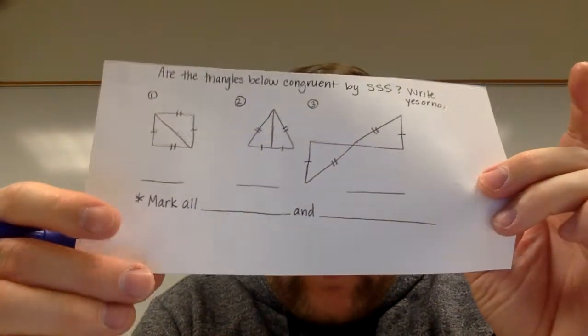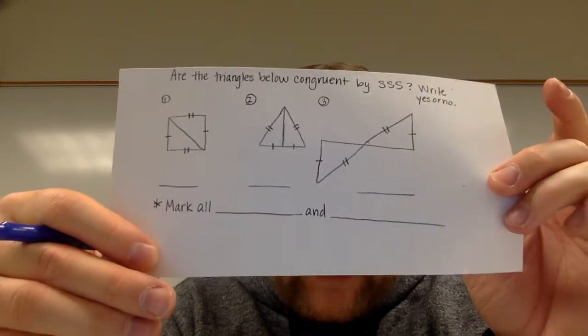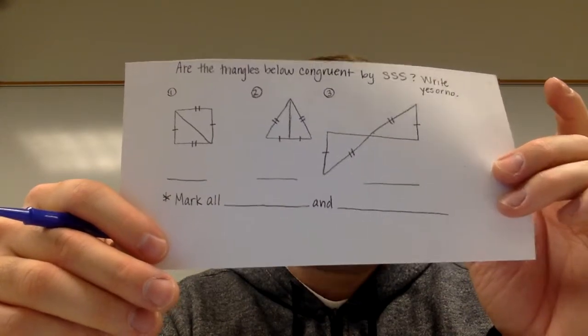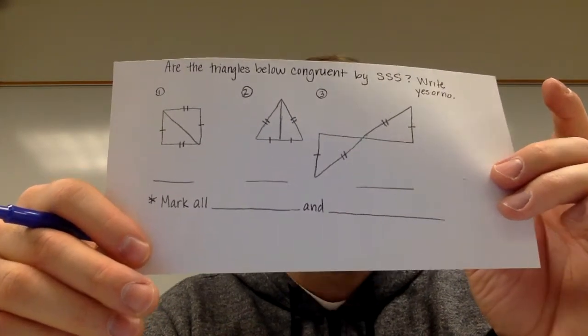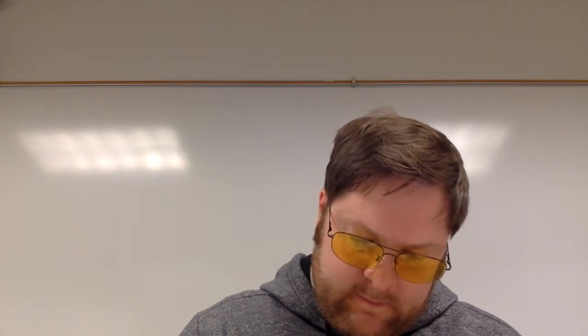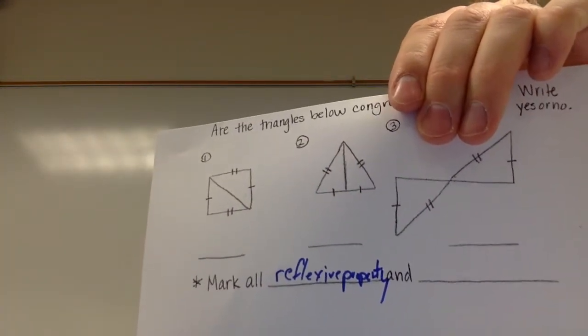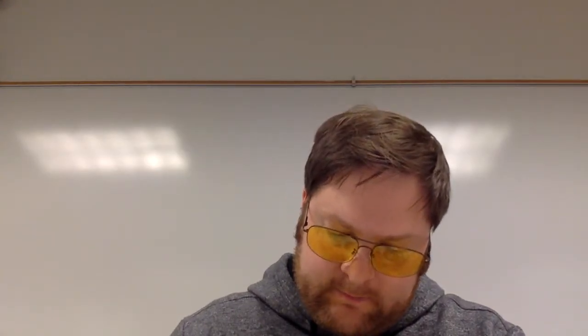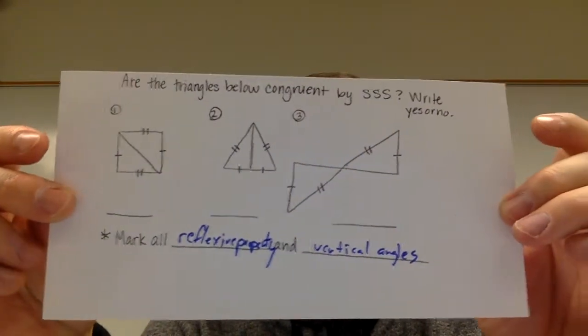Let's use this in practice. So, at the bottom, it says mark all something. I want you to do tick marks and mark vertical angles. So you're going to mark all the sides that use the reflexive property. And you're going to mark all the angles that are vertical angles. Because if you can mark those, that's going to help you figure out what parts of each triangle are congruent.